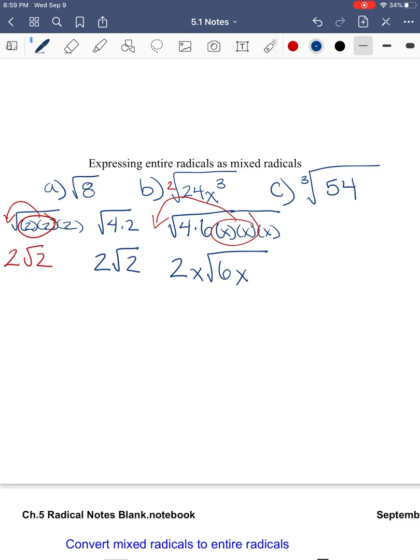And then example C. In this case, the only difference is that we have a cube root, or an index of 3. That means we're either looking for groups of 3, if you're doing method A, or your largest perfect cube that is a factor. In this case, I know my perfect cube is 27 times 2. That gives me 54. Well, the cube root of 27 is 3, and I can't do anything with the 2, so it's just going to stay under my radical.